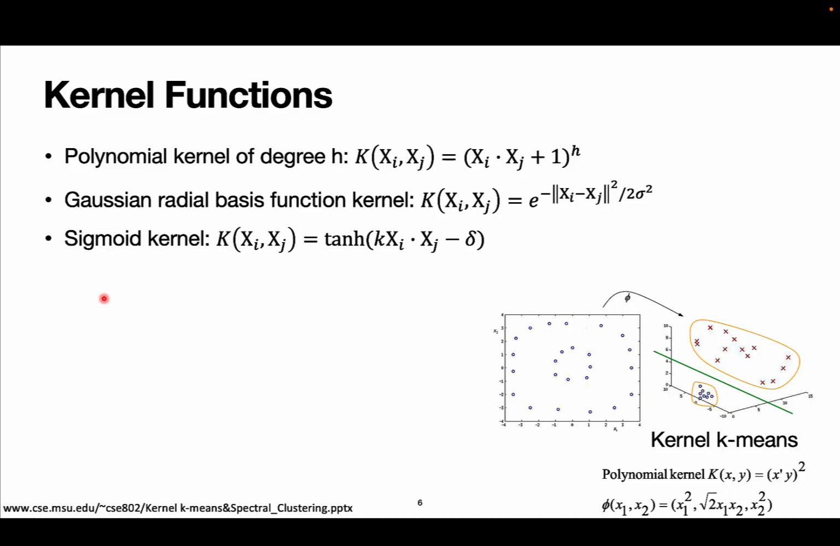Finally, the sigmoid kernel, which is defined as k multiplied by the dot product between the features minus delta, originates from the neural network theory, and it can act as a smoothing threshold function.